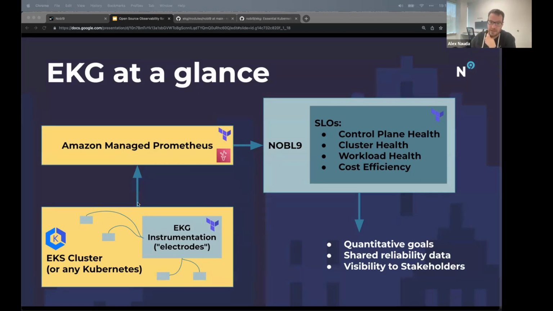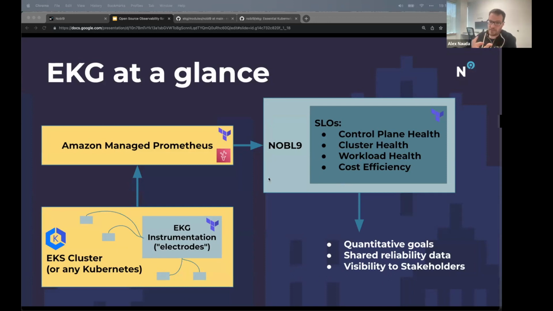Incidentally, in the EKS version of EKG, this arrow is provided by Amazon Distro for OpenTelemetry, which we colloquially refer to as ADOT, which basically can scrape the PROM endpoints of the electrodes, plumb that data into managed Prometheus. Then Noble9 data source has a connector stood up by Terraform that queries that Prometheus, and then the SLOs themselves. There's a handful of SLOs, and I'll dig into them a bit so you get an idea of what it is we're measuring and why we're measuring that.